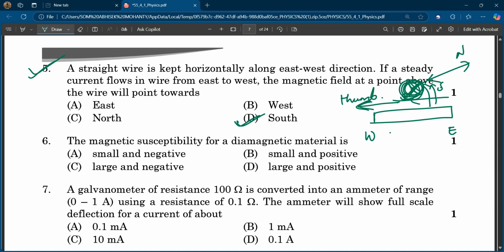Magnetic susceptibility for a diamagnetic material is what? For a diamagnetic material, the magnetic susceptibility is small and negative. It's less than zero and very small. So small and negative. Option 6.